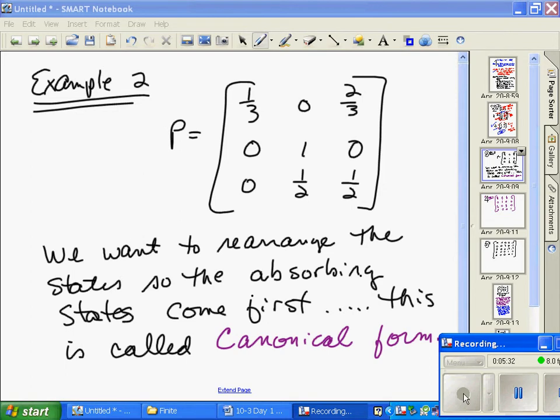Okay, so moving on, I have in example 2, the directions say to show that the Markov chain with transition matrix P, which I have denoted here, is the transition matrix of an absorbing chain, and write the matrix in canonical form. Well, what in the world does that mean? Maybe I should read the paragraph above that.